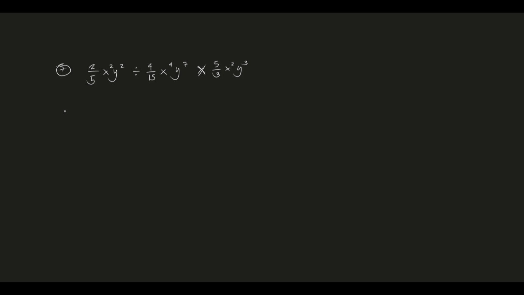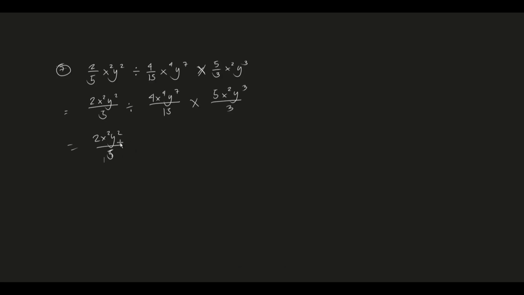The first step that we can do here is to rearrange first the equation. So we have 2x squared y squared all over 5 divided by 4x raised to the 4 y raised to the 7 over 15 times 5x squared y cubed all over 3. So we need to change this division into multiplication. So let's copy this first.